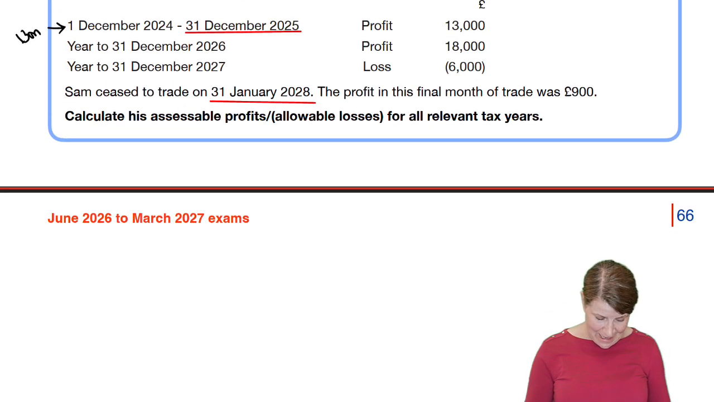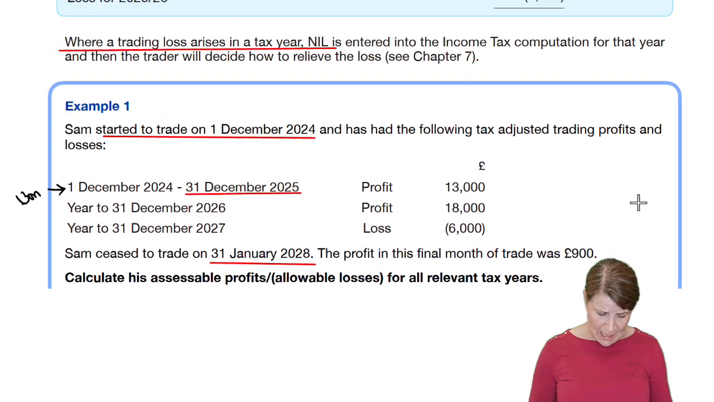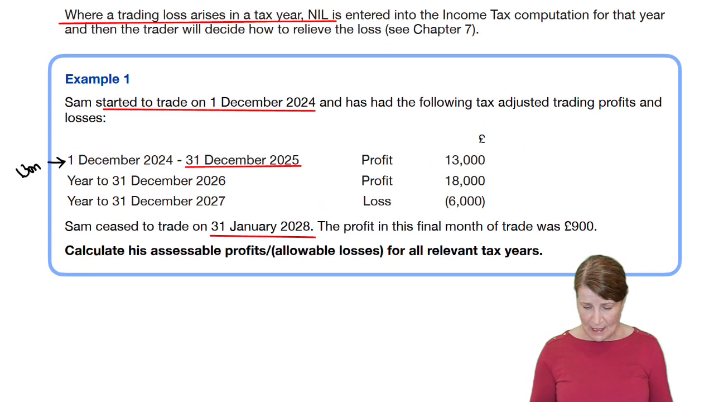In the exam, once again, it could come up in any part of the exam, really. It could come up in section A, section B, section C. So it is very, very important that you're confident with allocating your trading profits or losses for a period of account to a tax year. Very important.